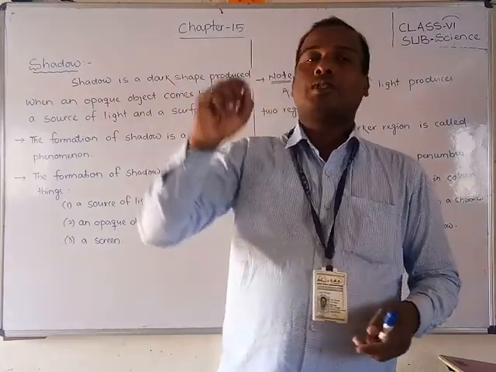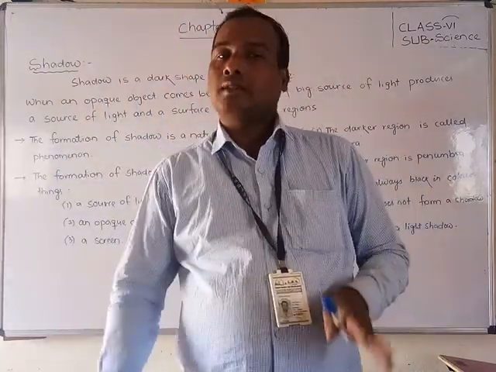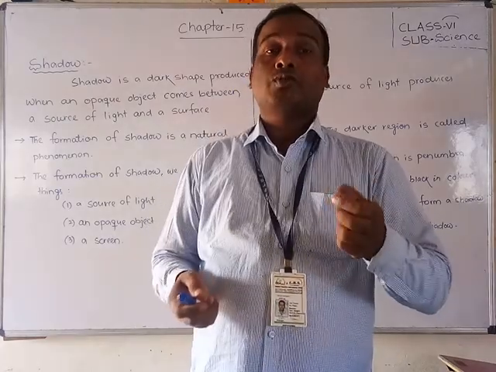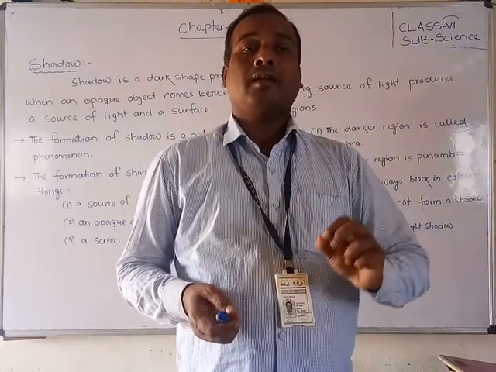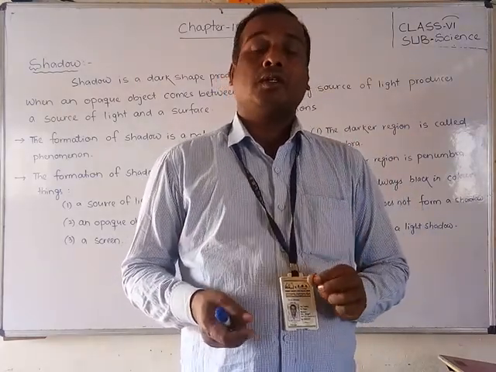So if you place a small object in front of the light, the shadow will form very slightly, a light shadow. That's why it is called penumbra.